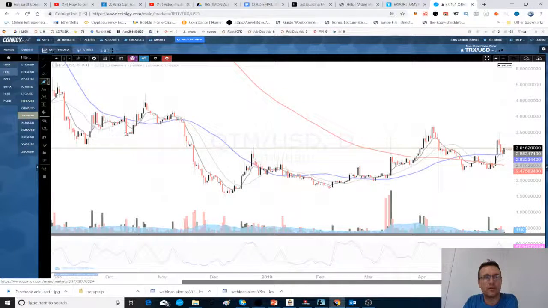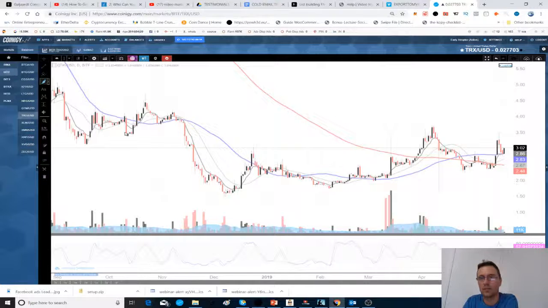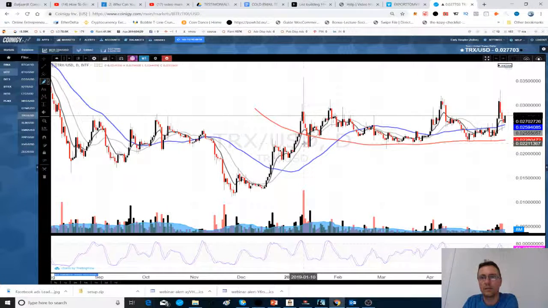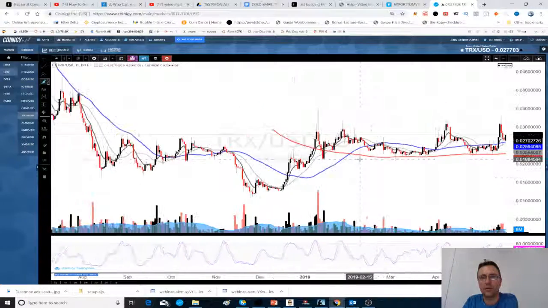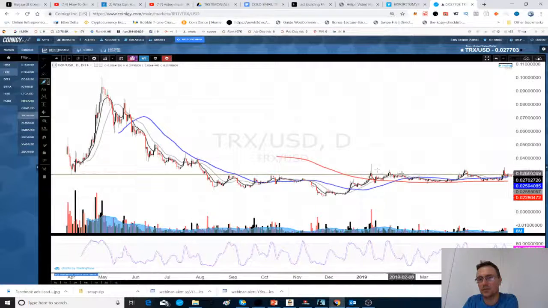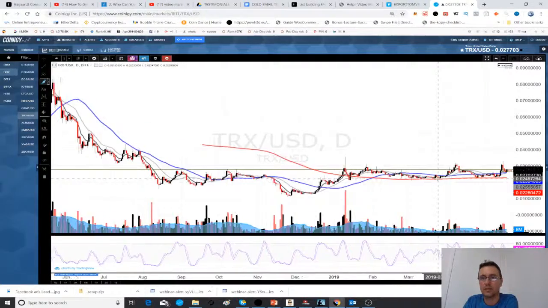Going on to Tron. Tron's huge in Asia. Everyone loves Tron over there. But one thing I found with Tron as well is, okay, there's good accumulation here. And the good thing is that we're traveling above the 200, but we haven't seen a solid breakout. Also, having a look at the volume down here, let's just have a closer look at that, shall we?